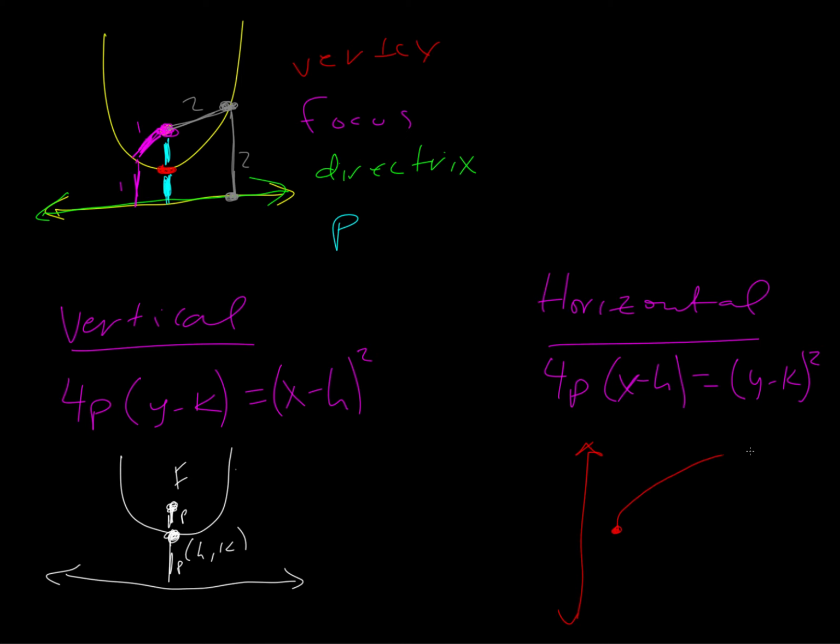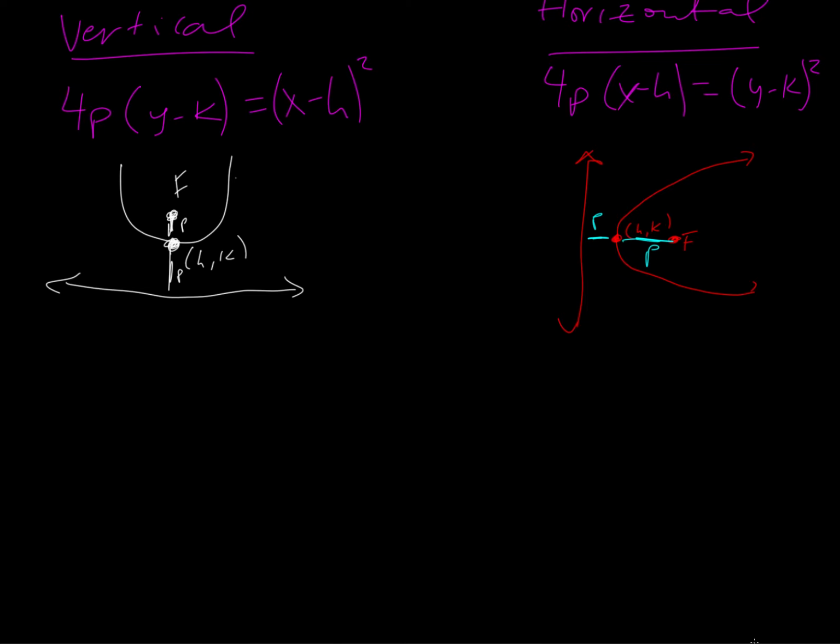Now this one, I'm going to draw the directrix right there. This is the vertex. We have a sideways parabola. So this is still h comma k. Then we have the focus right here. And once again, the distance P is going to be from here to here and here to here. Okay?